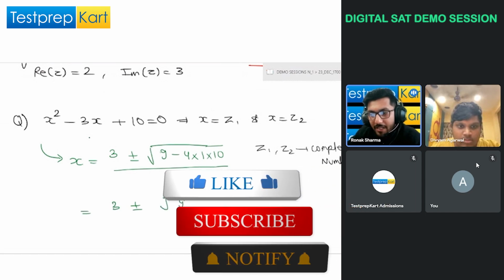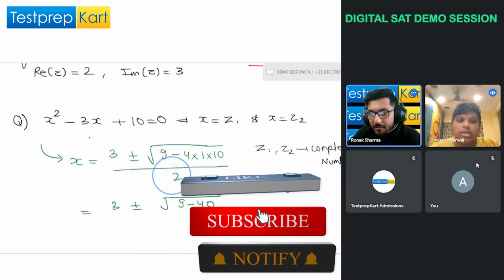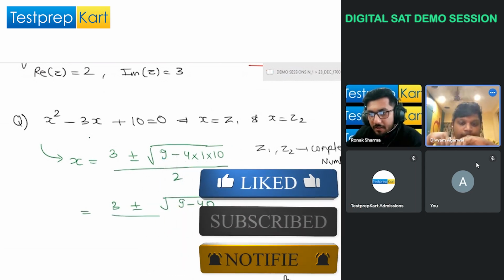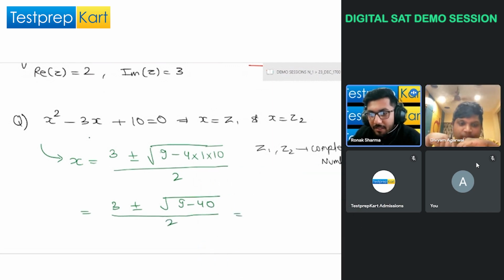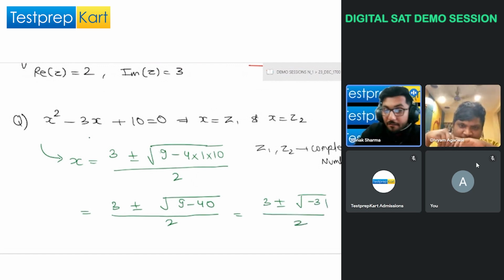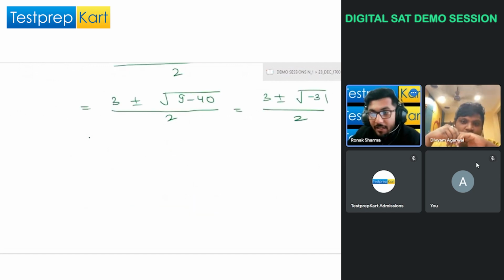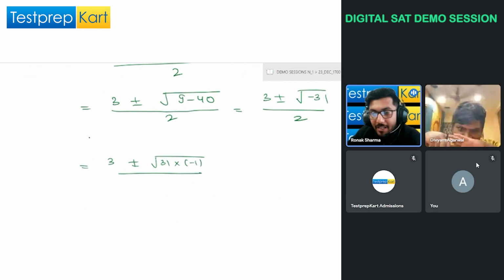Now we have 9 minus 40, right? That's impossible. So that will be 3 plus minus square root of what? Minus 31, divided by 2. I told you that if you get the square root of a negative number, then you can write it as 31 into minus 1, divided by 2. So this will ultimately become 3 plus minus root 31 iota, by 2. Got it?